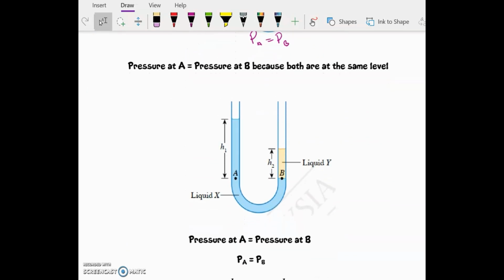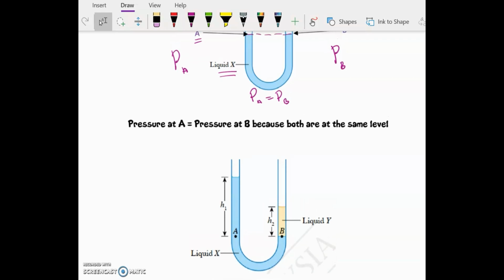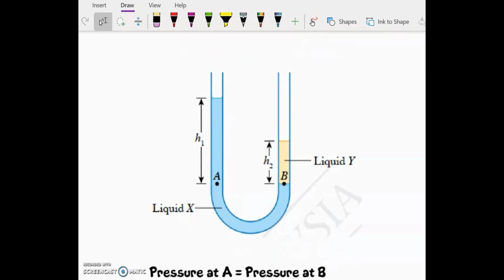So what happens if we have two different liquids with two different densities? Similar to the above diagram, even though the heights are not the same, if we take two points at the same level, in this diagram A and B, let us make a dotted line there. At A and B, since the level is the same, the pressure should be the same as well. So PA equals PB, even though the density is not the same.